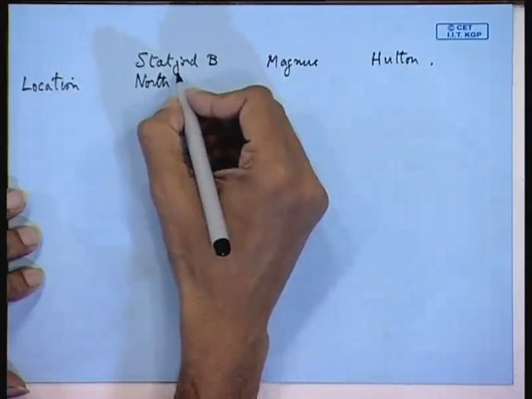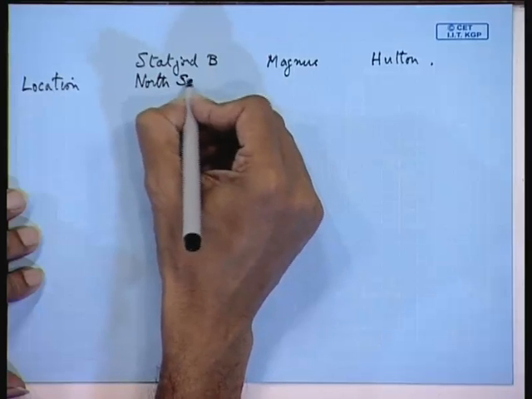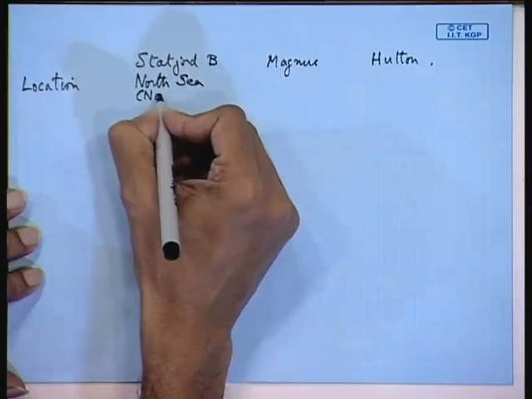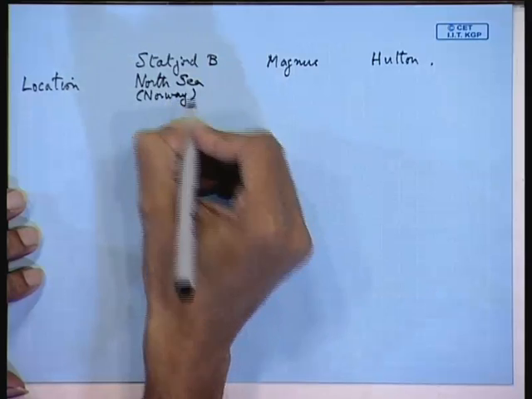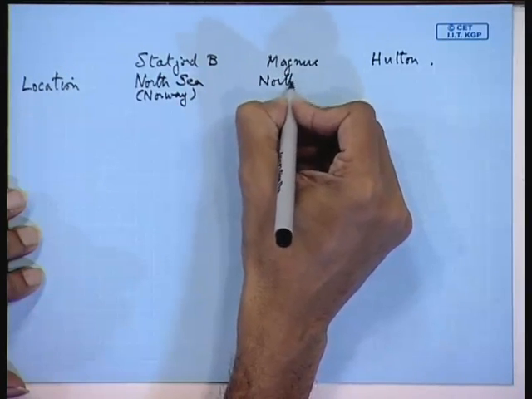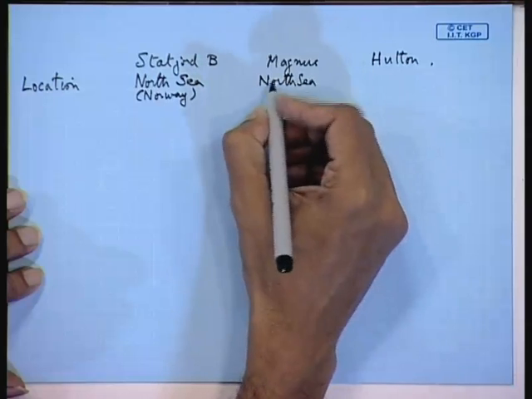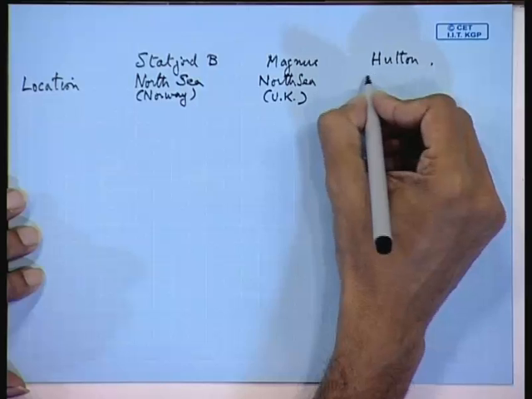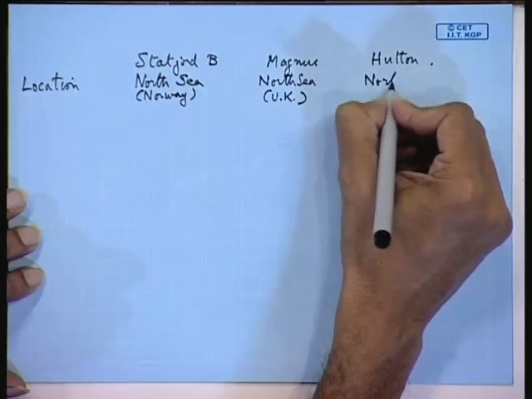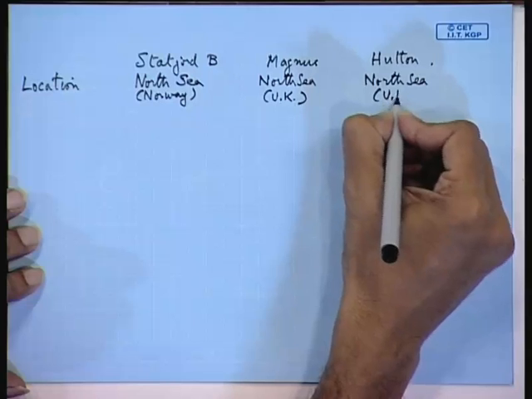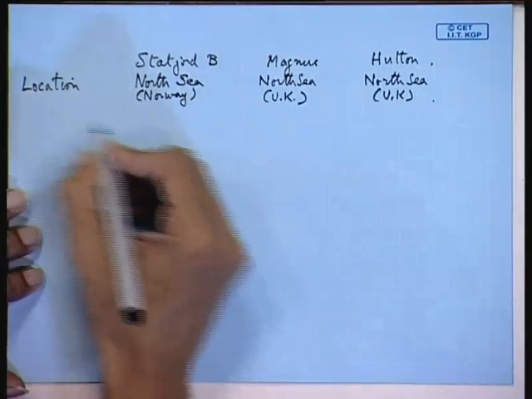Just a comparison between different platforms. So, this is the Norwegian sector of the North Sea, and this is the UK sector. And this is again the North Sea, North Sea UK.